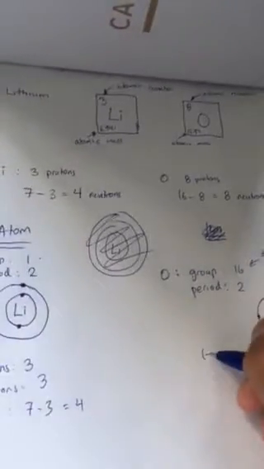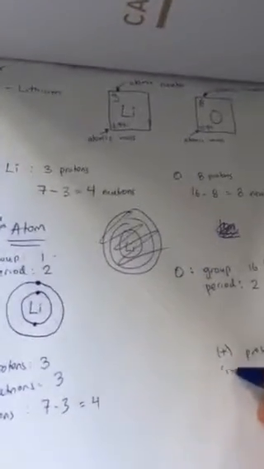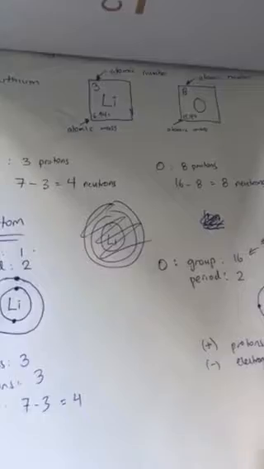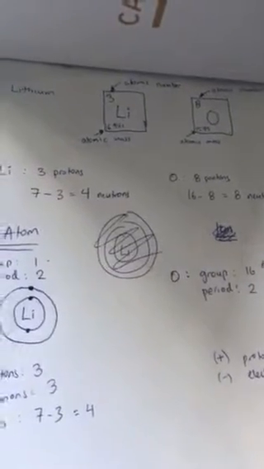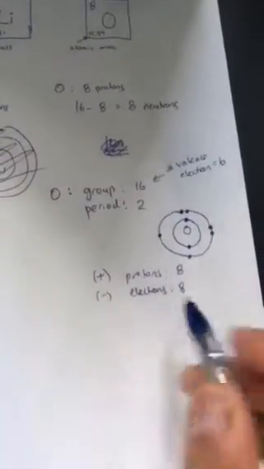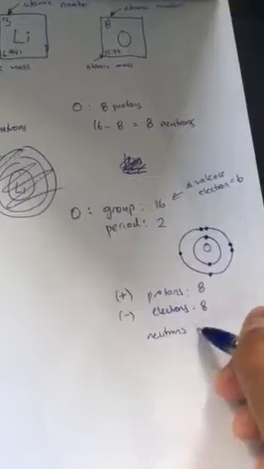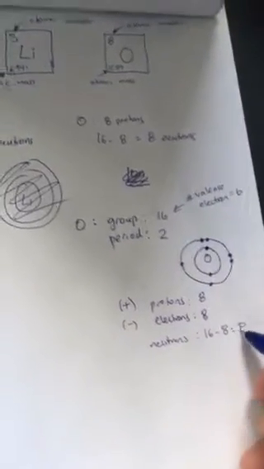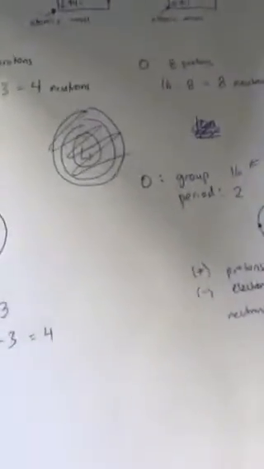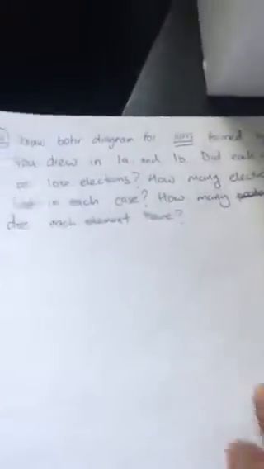Okay, for oxygen we have protons, and remember, protons are positively charged, electrons are negatively charged. So protons we have 8, electrons we have 8, and neutrons we have 16 minus 8, so 8. Alright, so now I'm going to show you how to do a Bohr diagram, and how to find if the atom gained an electron or lost an electron. I'm going to tell you how to find that, okay?